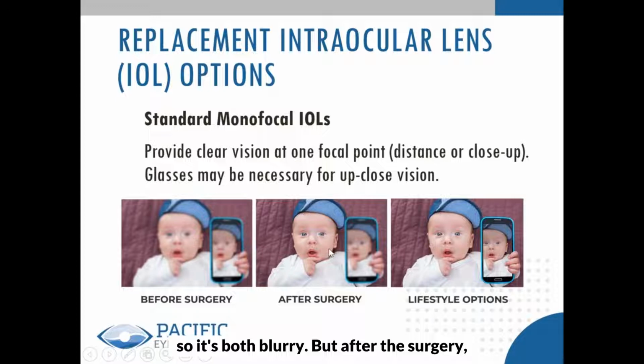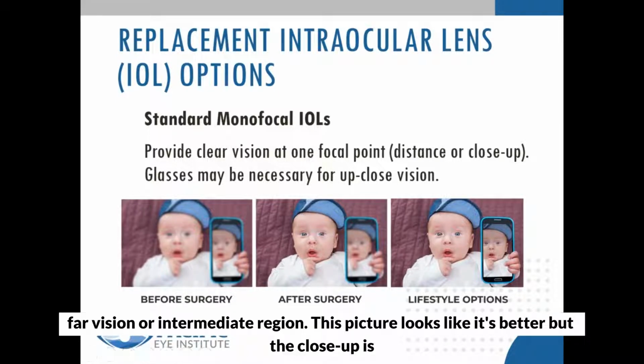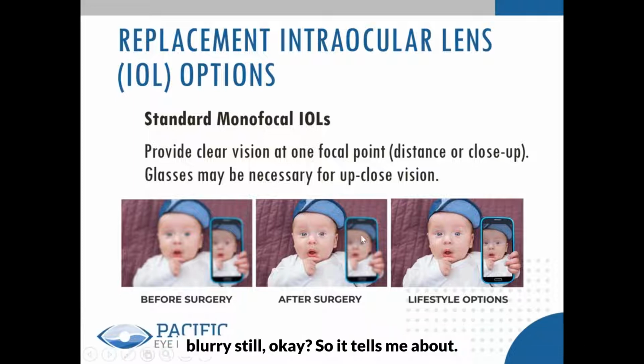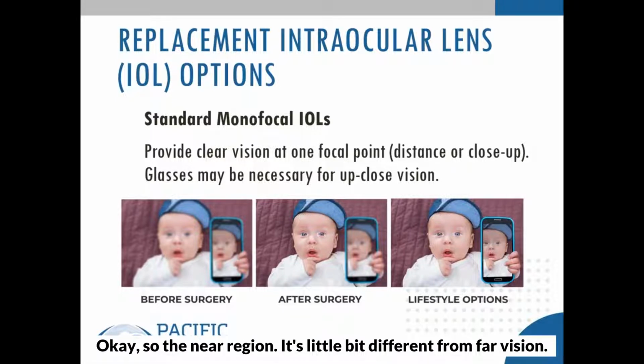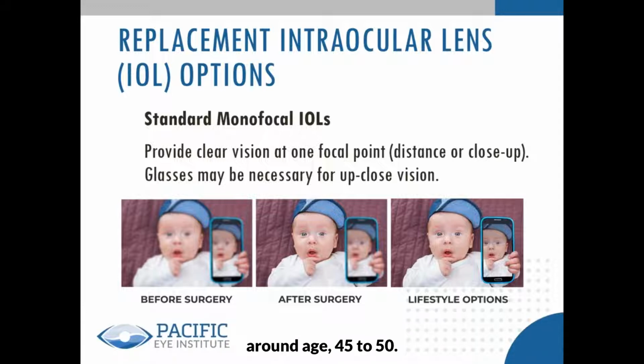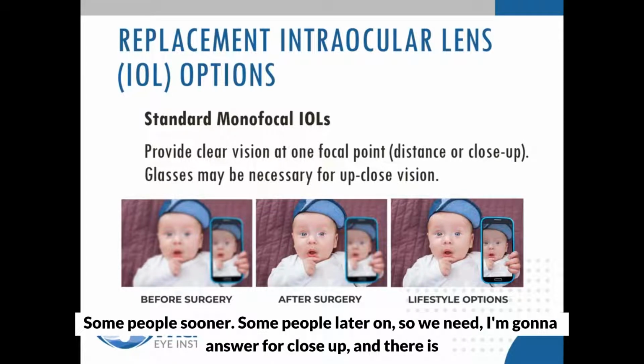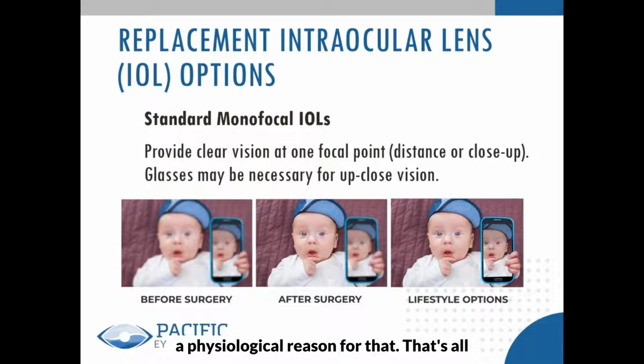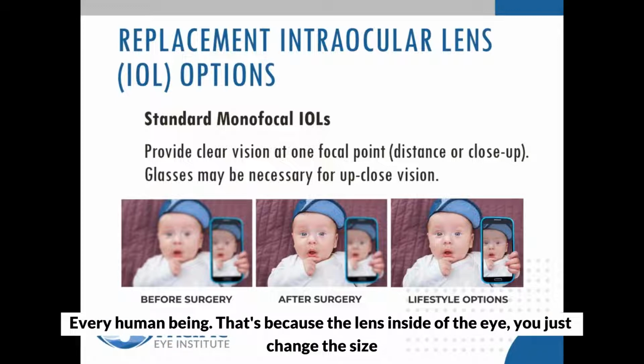But after the surgery, far vision or intermediate vision in this picture looks better, but the close-up is still blurry. So the near vision is a little bit different from far vision. That's true. Even without cataract surgery, we all have a condition called presbyopia around age 45 to 50, some people sooner, some people later. So we need eyeglasses for close-up, and there is a physiologic reason for that. That's true for every human being.